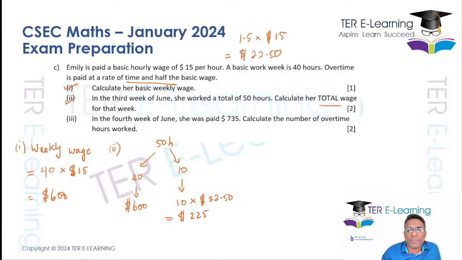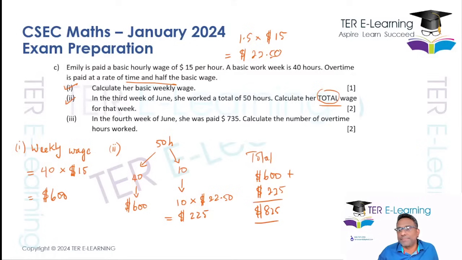So her total, that's what I asked for here, I asked for the total wage. The total is simply going to be the $600, which is the basic wage, plus the overtime, which is $225, and that's going to give us $825. Hope that makes sense. All right, so $825. People saying that it's making sense.